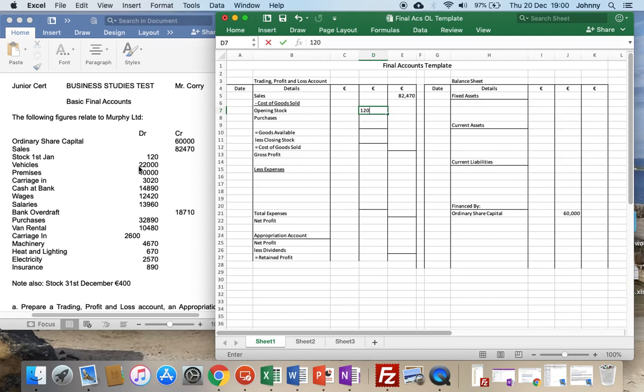Vehicles, 22,000. So vehicles are not an expense. It's not something we pay for on a regular basis. It's something we have that lasts a long time. So vehicles goes here. So vehicles 22. And then we have premises, 40 grand. Well, that's also something we have that lasts a long time.